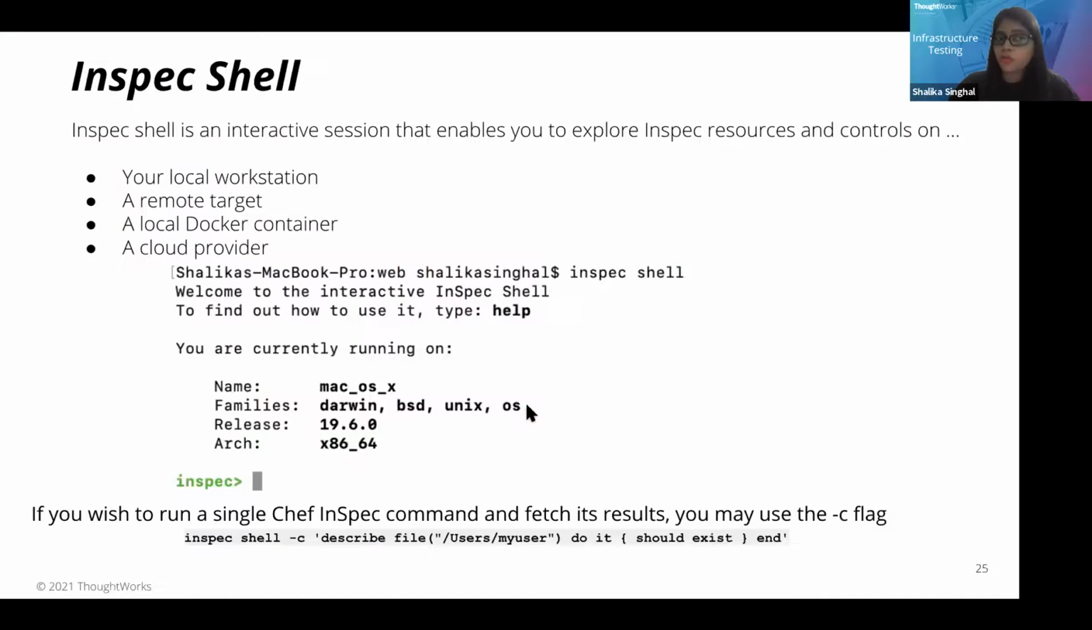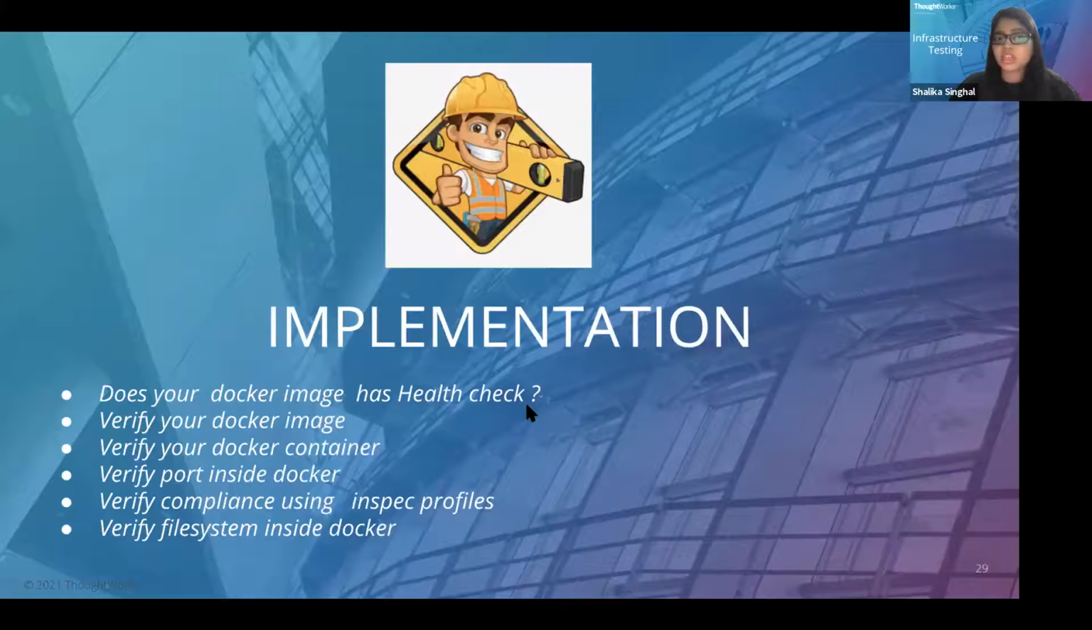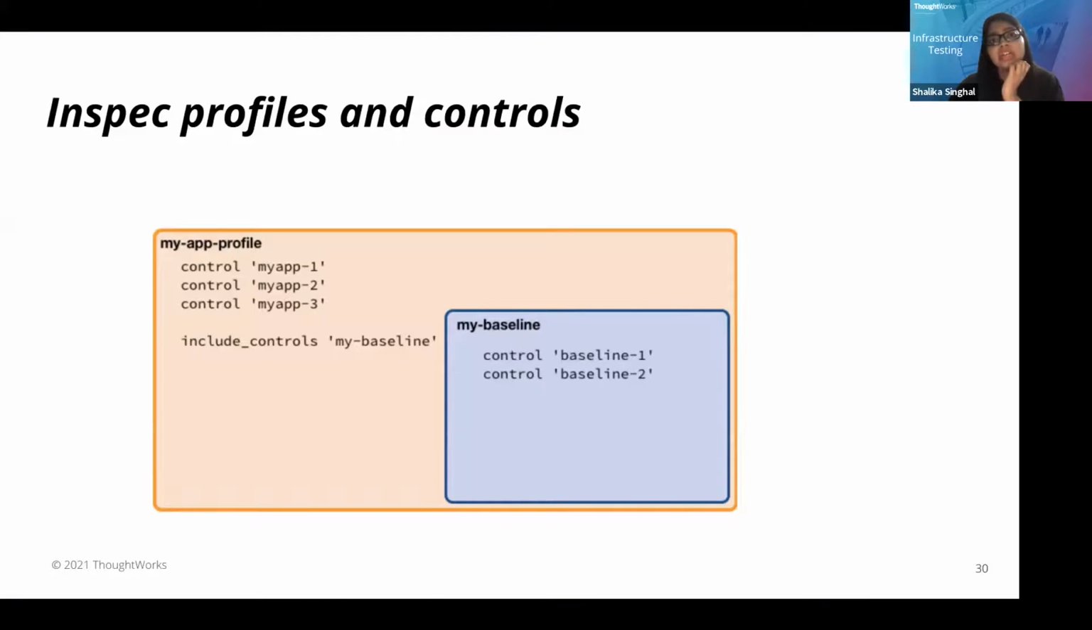And when we group or organize multiple controls, we create a profile. So a profile is nothing but a group of tests. A control can also have a group of tests. That was a simple test with one describe block, and a control can also have multiple describe blocks.